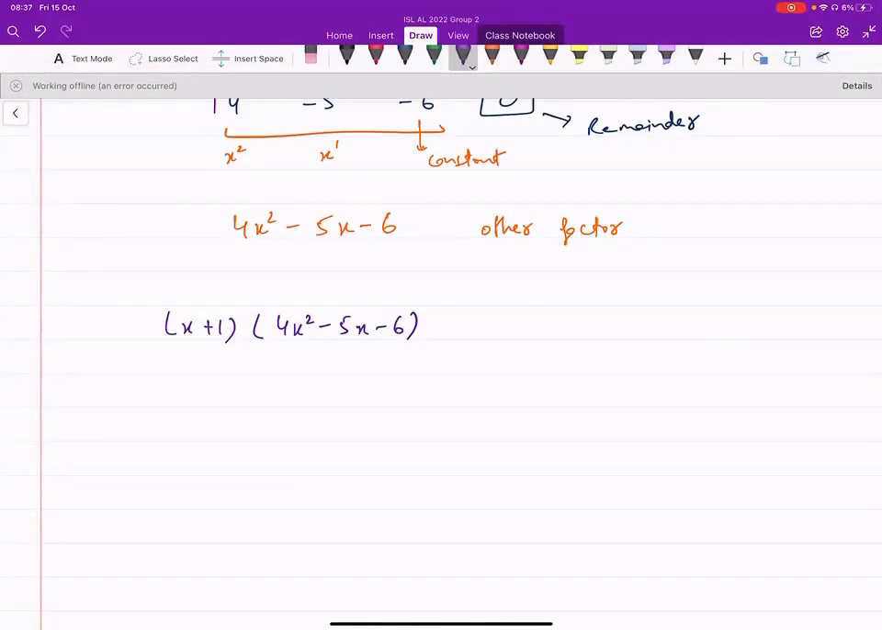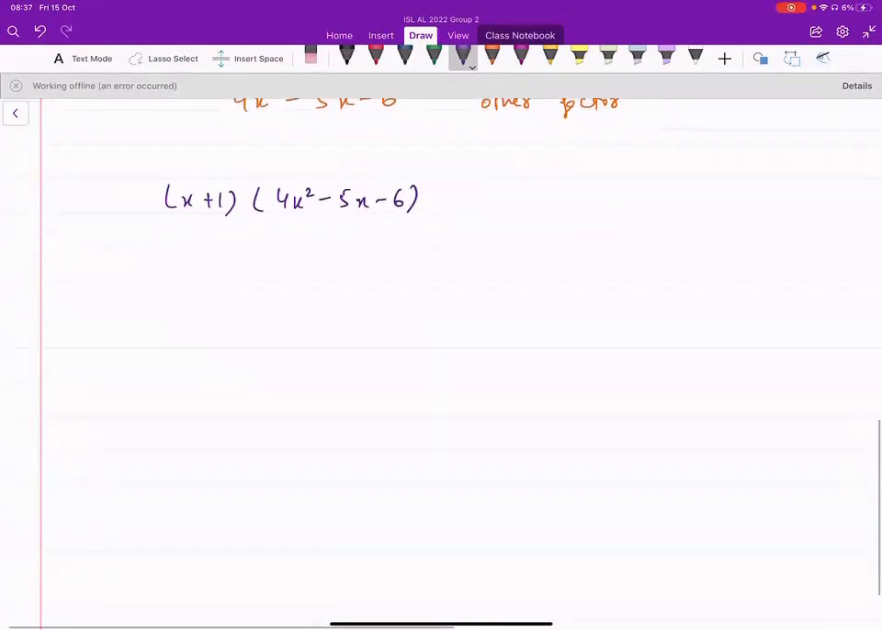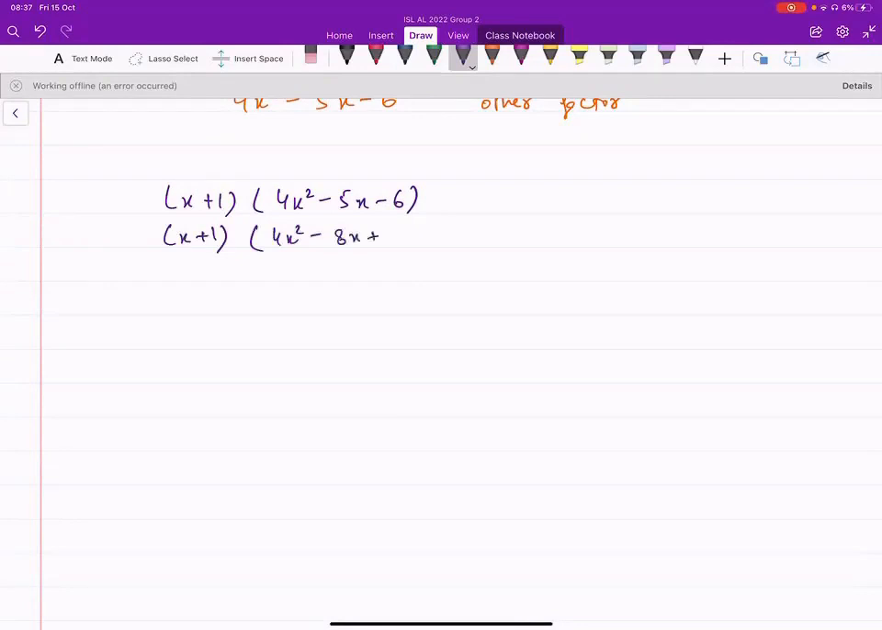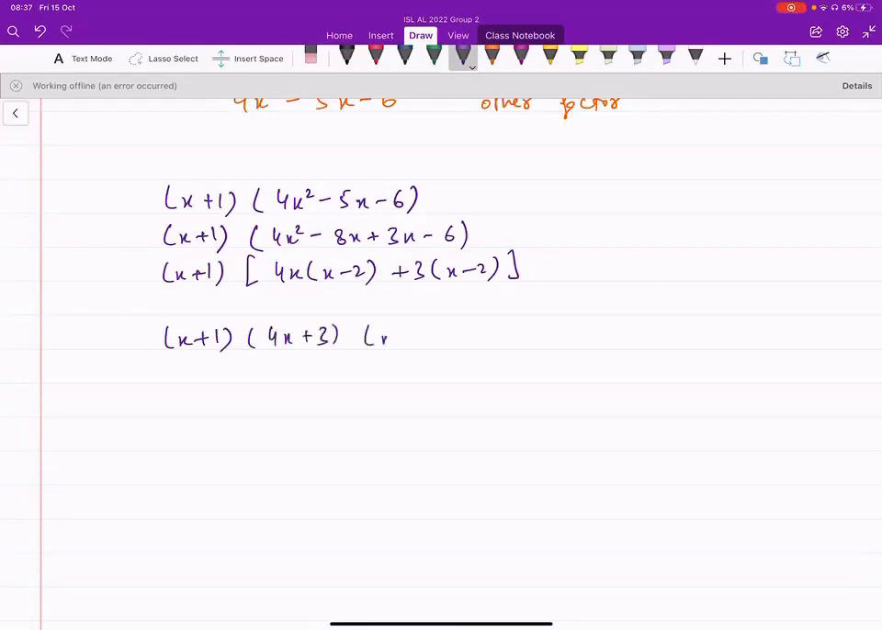x plus 1 into 4x squared minus 5x minus 6. We see whether further factorization is possible. 4 into 6 is 24. With the minus sign, how can we get 24? 8 and 3. So let's use that. x plus 1 into 4x squared minus 8x plus 3x minus 6. Let's factorize this. We get 4x outside, x minus 2, plus 3 into x minus 2. And now the three factors are x plus 1, 4x plus 3, and x minus 2.